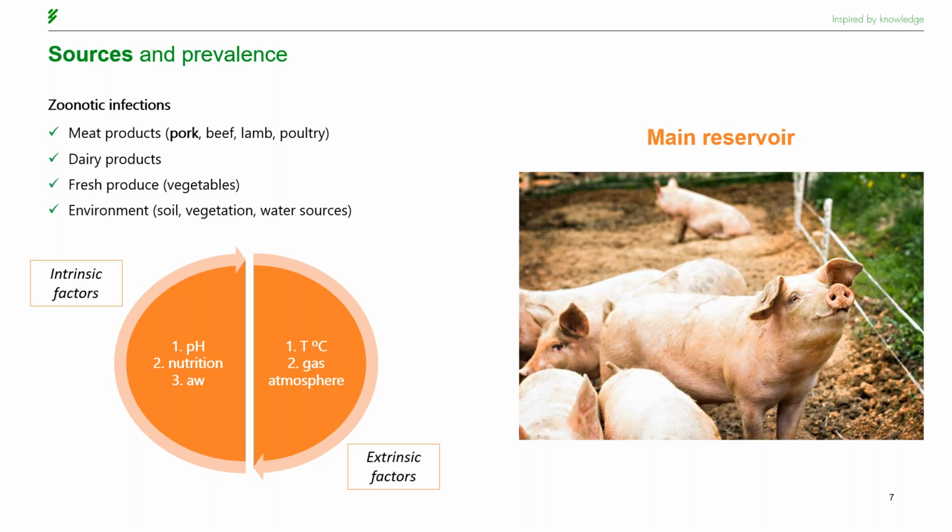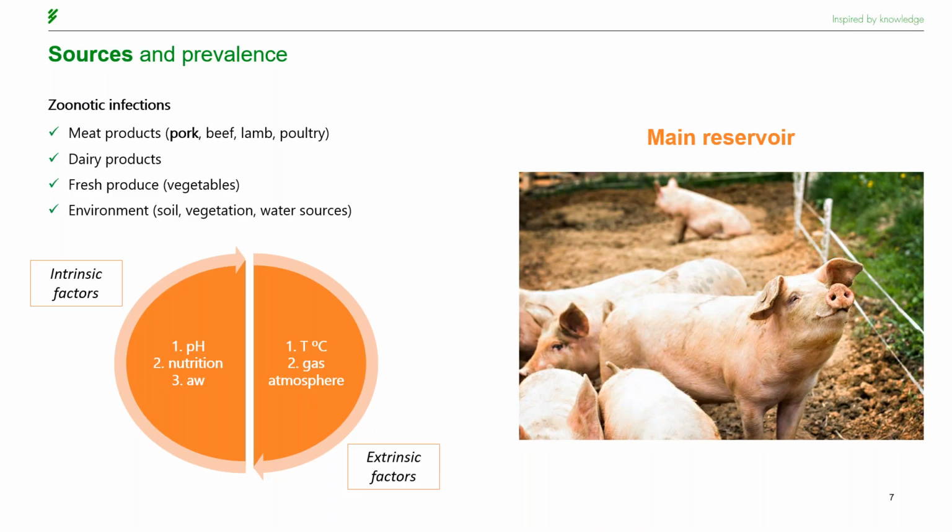There are intrinsic and extrinsic factors that contribute to the survival and growth of Yersinia in food and that have a direct consequence in promoting outbreaks. The more important intrinsic factors include pH, nutrition, and water activity. So Yersinia is capable of growing in a wide pH range between 4 to 10. We have already seen that the optimum is 7.6. And the vast majority of foods have an acidic pH.